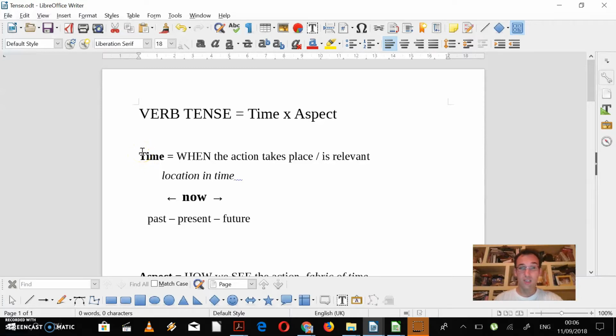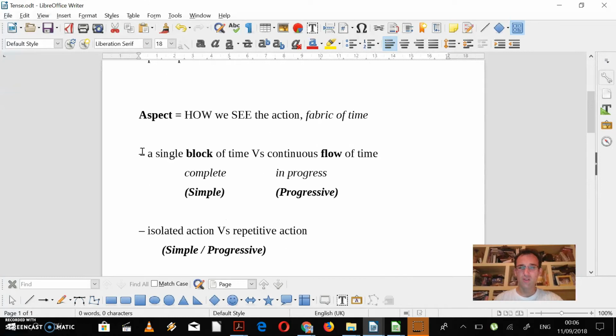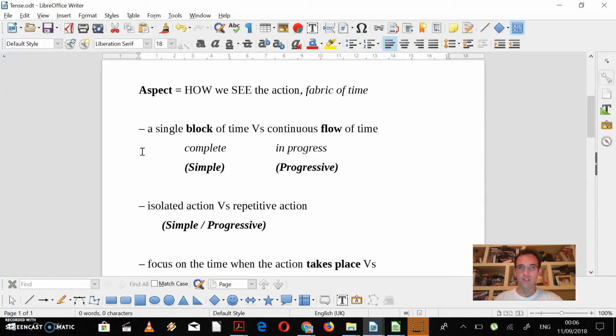However, what follows is more complex, and this is what actually gives English all those tenses that we don't have in Croatian. We call this the aspect, and the aspect doesn't position the action in time, it tells us how we see the action. So we call this the fabric of time, how the action is built, or actually how it is perceived to be built.